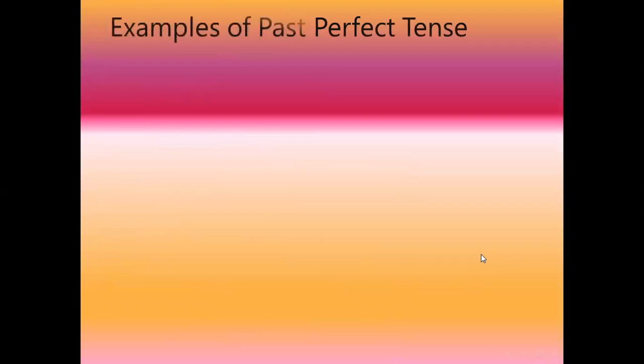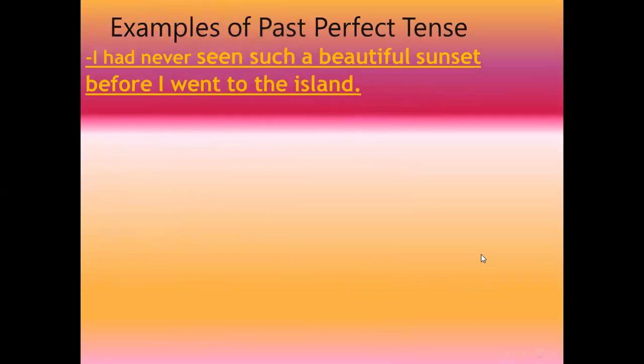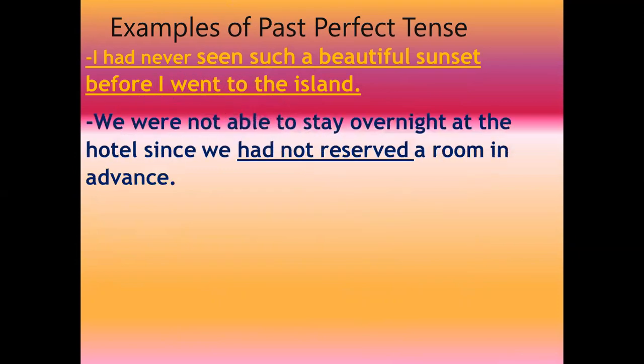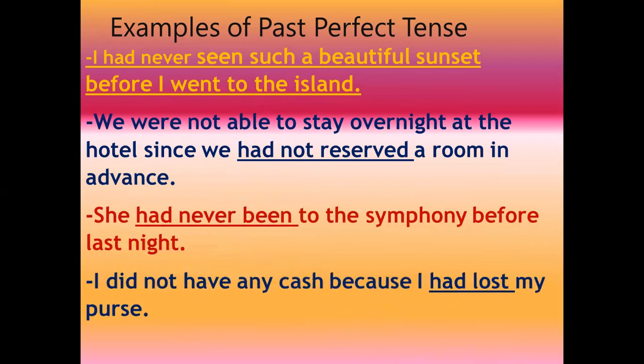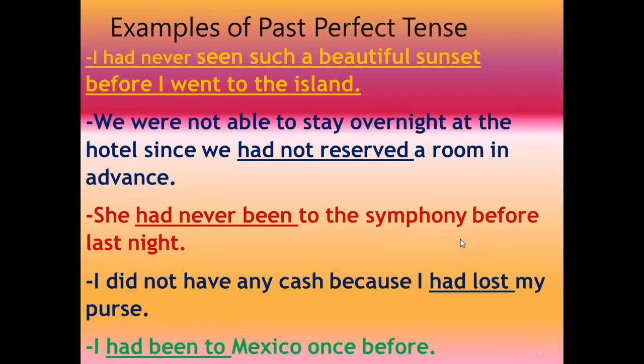Did you see past perfect tense before? Let us see some examples of it. I had never seen such a beautiful sunset before I went to the island. We weren't able to stay overnight at the hotel since we hadn't reserved a room in advance. She had never been to the symphony before last night. I didn't have any cash because I had lost my purse. I had been to Mexico once before.